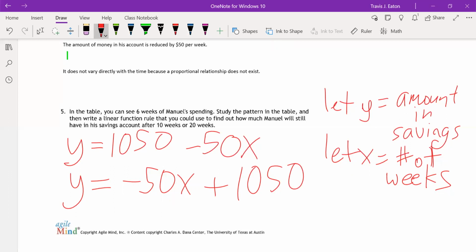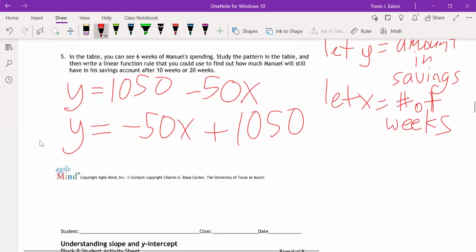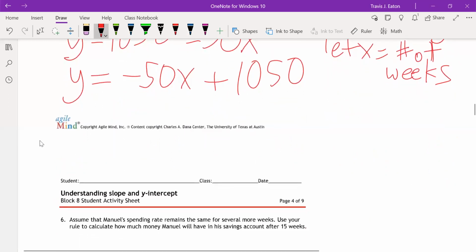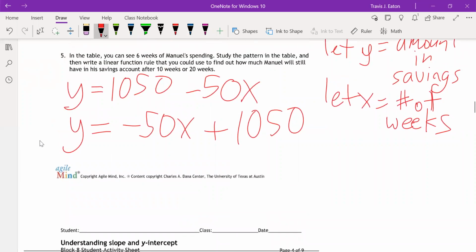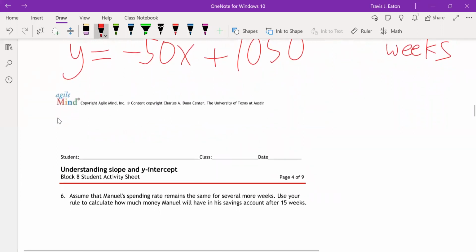Okay. Now, we still have to figure out how much money he would have. But we don't. That's all we needed for question number 5, was to come up with the equation, and so we're good with that. That's weird because they don't actually ask. It just says write the linear function rule. So great, we wrote the rule. We don't actually have to come up with how much money he would have in 10 weeks or 20 weeks. But let's take a look at question number 6.